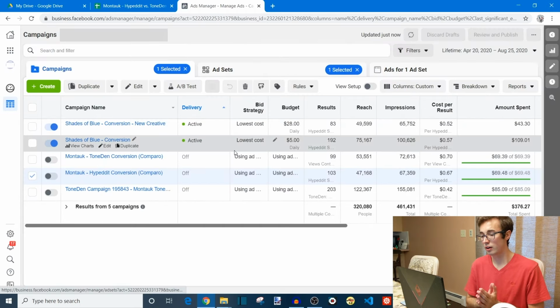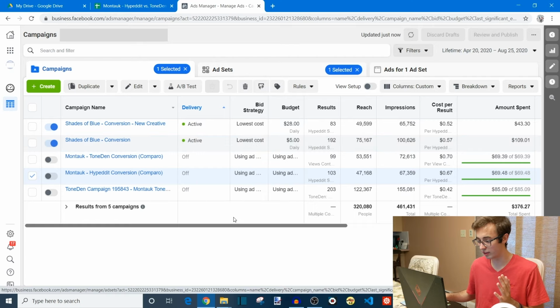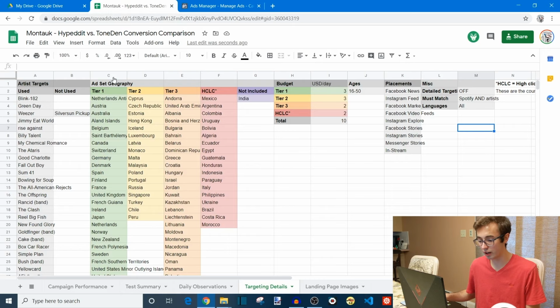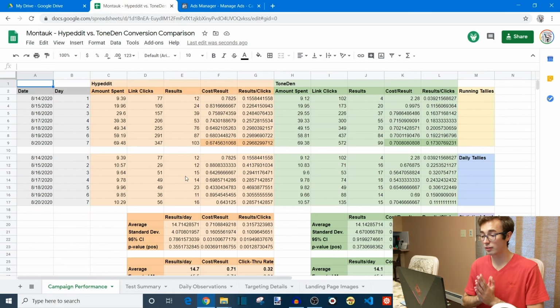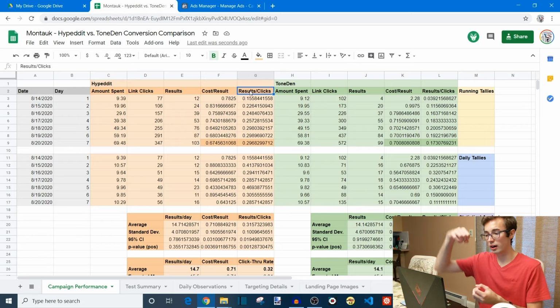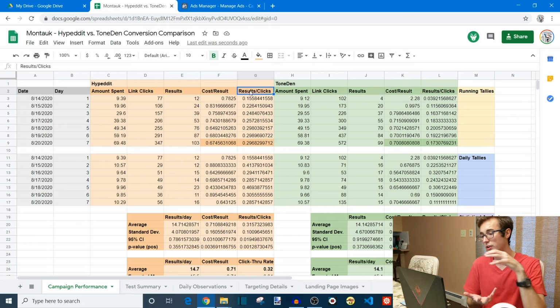So with that being said, what was I looking for in terms of performance? So the obvious is looking at things like how many results did I get over the course of the week, and what was the average cost per result. But there was one other metric that I was interested in tracking, and this is what I call click-through rate, which is the number of results or the number of conversions. I'm going to use the word result and conversion interchangeably. So results divided by clicks, which basically tells you how many people total converted divided by the total number of people who clicked on the ad.